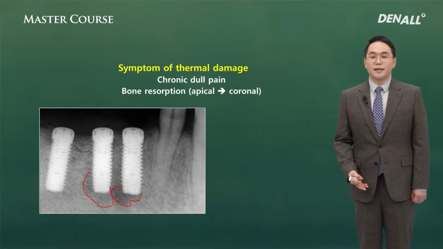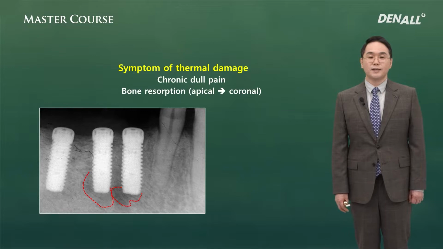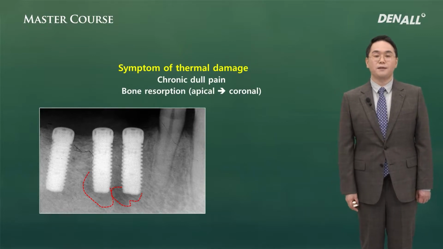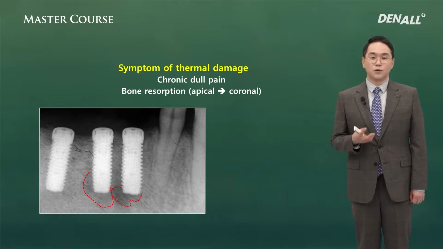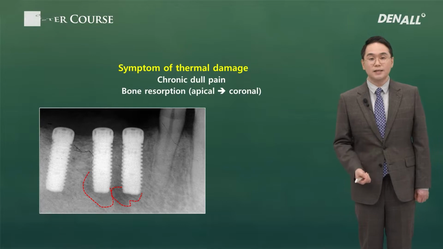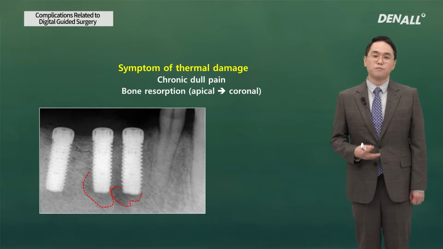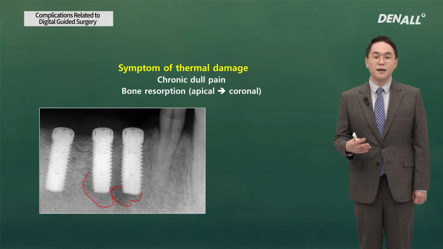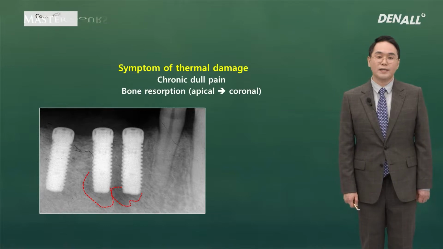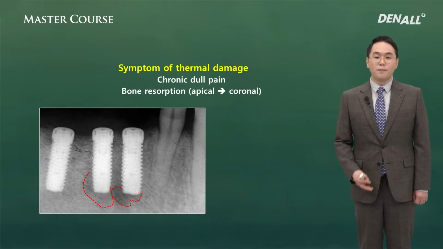The most notable symptom of thermal damage or heating necrosis is chronic dull pain. After 1 or 2 weeks since surgery, if the patient continues to experience pain on the apex side of the implant placement site, like that of being poked with a needle, you need to take a periapical view and check the apex side of the implant.